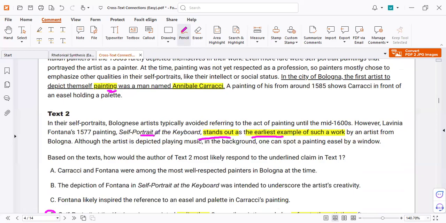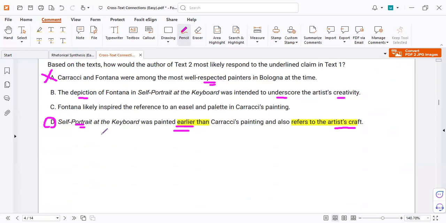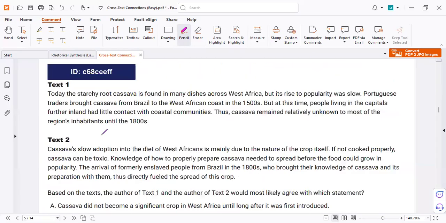So what does the author of text 2 mention? Of course, we don't have that the depiction was intended to underscore creativity. He didn't mention creativity here. We are not talking about whether they were respected between people. So this idea is not mentioned. If you find any point not mentioned, delete it. Okay, come on, good job.